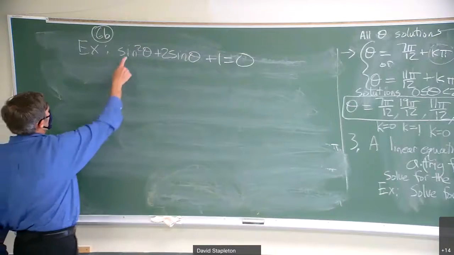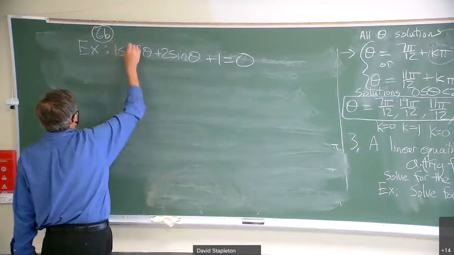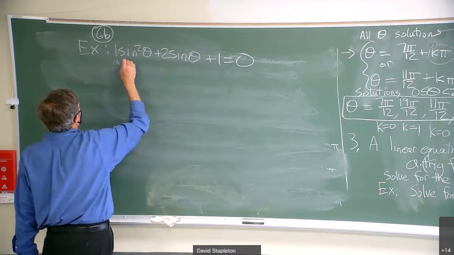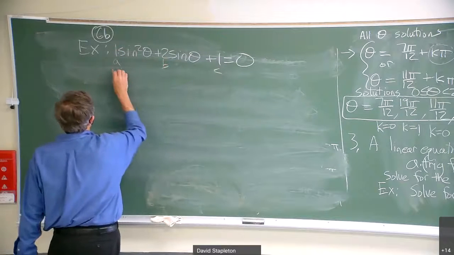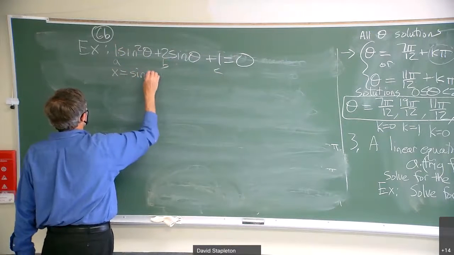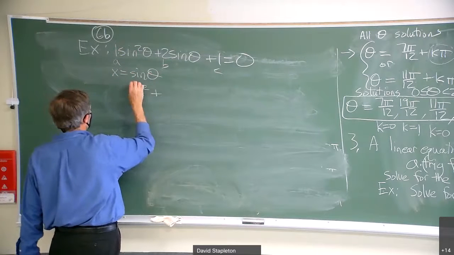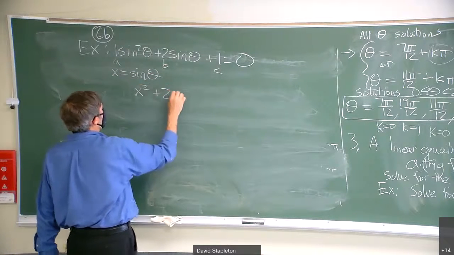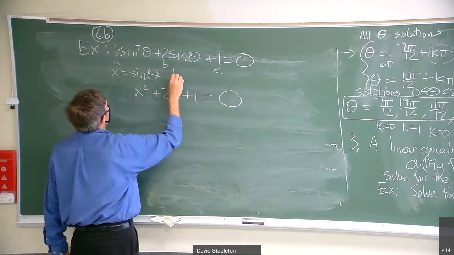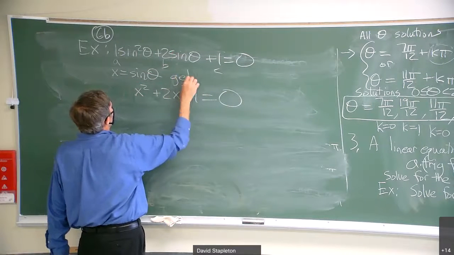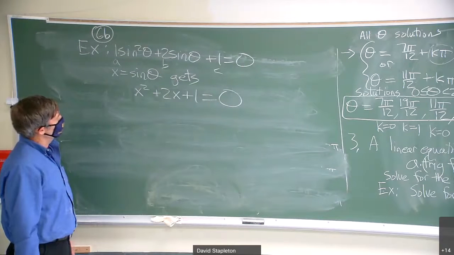When you see the sine squared and the sine in there, think, oh, it's a quadratic equation. Think of 1 times sine squared as a times sine squared plus b times sine plus c equals 0. If I put x equals sine theta, this immediately rewrites as 1x squared plus 2x plus 1 equals 0, a quadratic equation. I know how to solve a quadratic equation. I can factor, I can apply the quadratic formula.